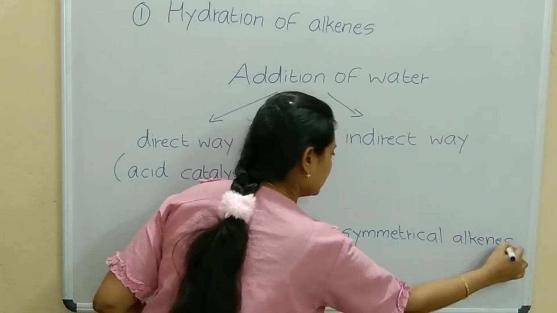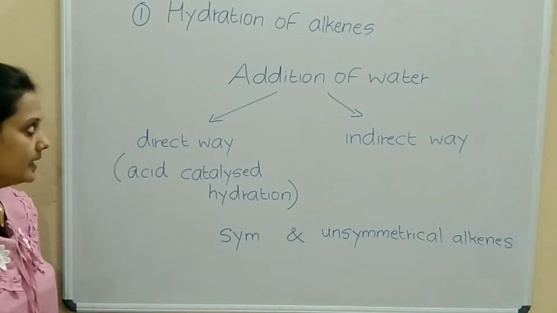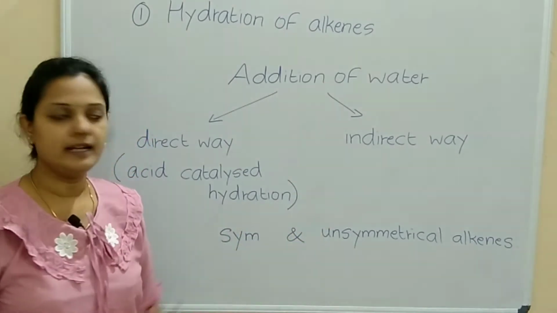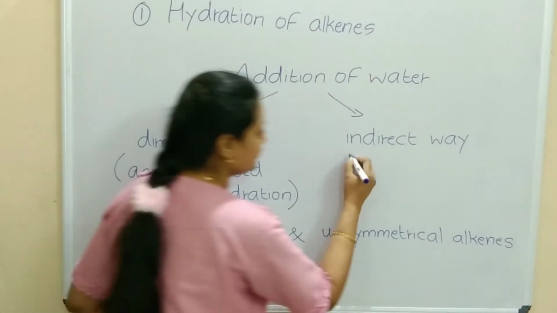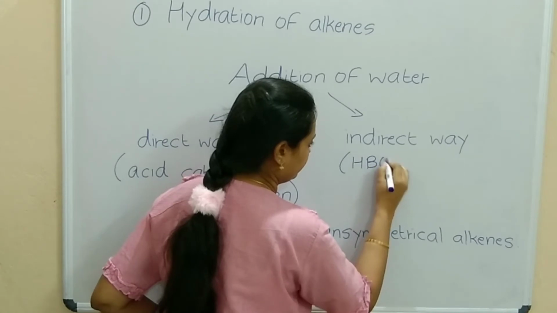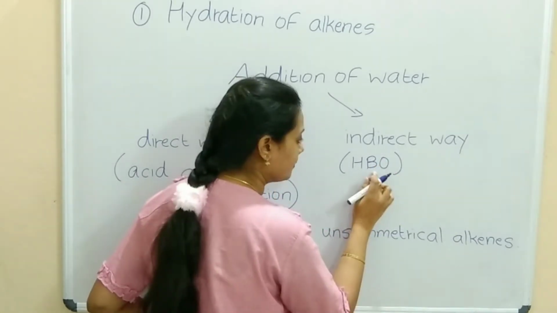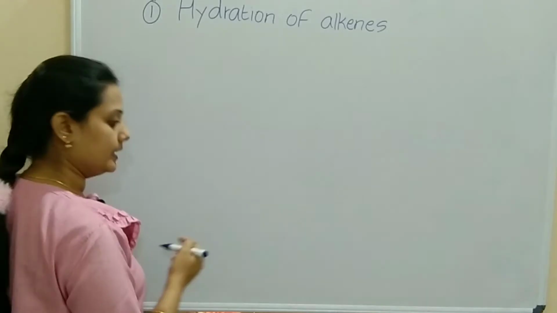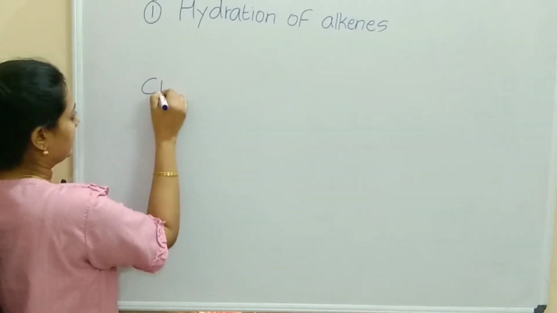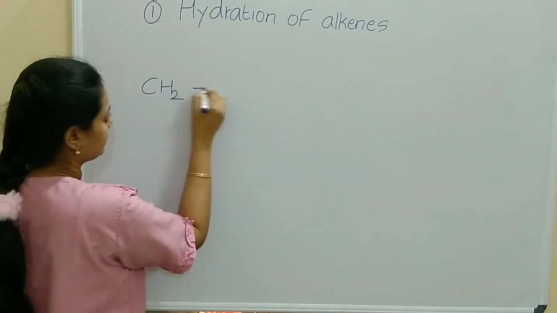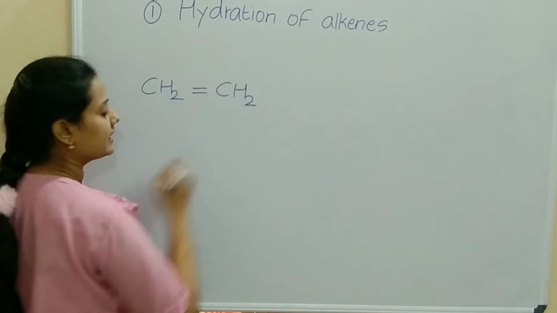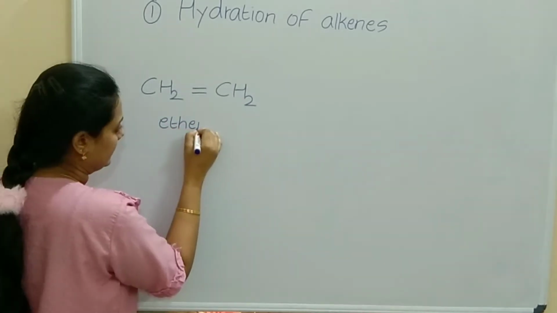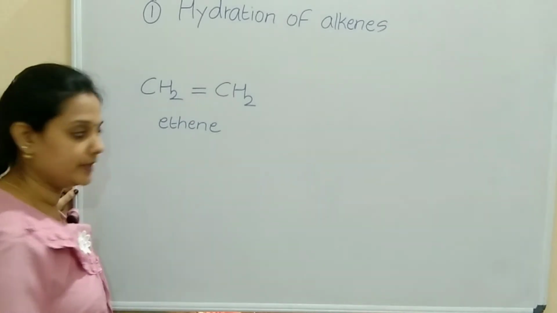So we'll see one method over here, examples we will see. So addition of water can happen in a direct way or indirect way, and here the indirect way is the HBO method, that is hydroboration oxidation. To see the direct way of addition of water, we'll take one example again for symmetrical alkenes. So a symmetrical alkene, ethene compound, two carbons are there. So I am taking the example of ethene, right?